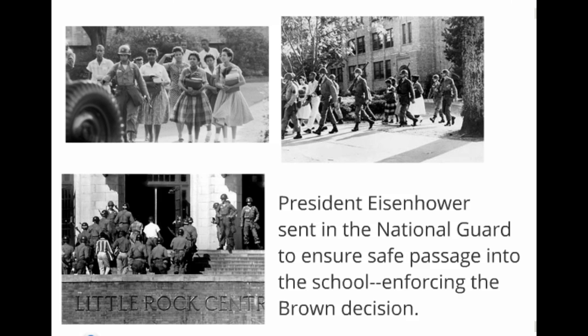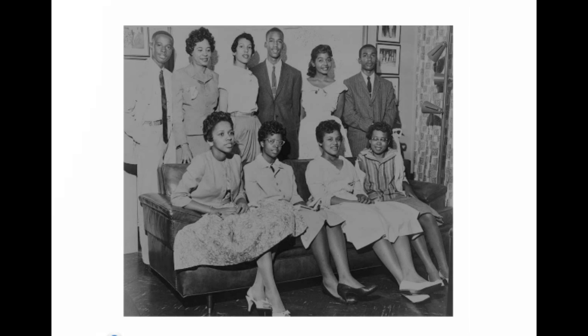The following year, this was no longer a problem. Central High was now an integrated school. Here we have a picture of the 9, the Little Rock 9 as they were known.